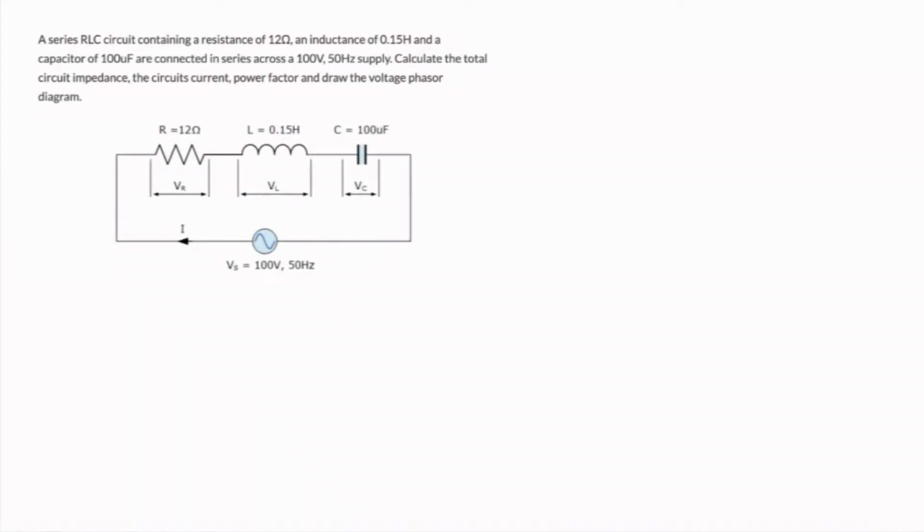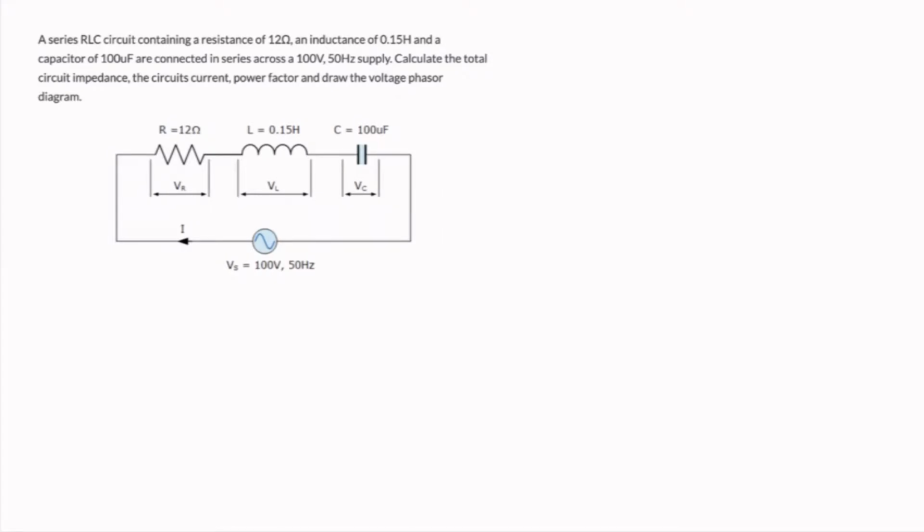Let's try to solve this problem. A series RLC circuit containing a resistance of 12 ohms, an inductance of 0.15 Henry, and a capacitance of 100 microfarad are connected in series across a 100 volt, 50 Hz power supply. Calculate the total circuit impedance, the circuit's current, power factor, and draw the voltage phasor diagram.